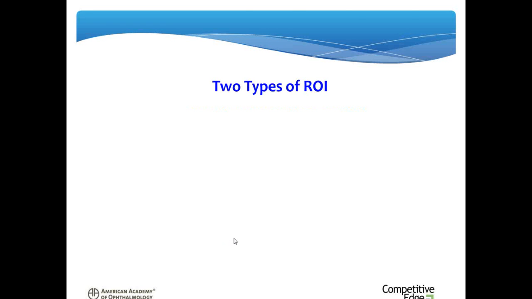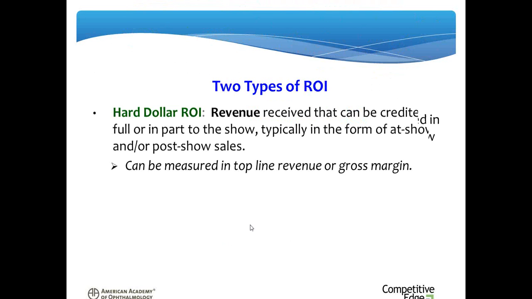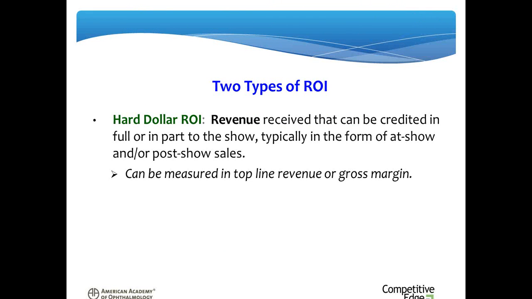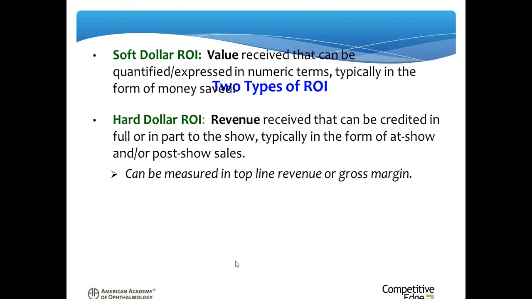All right, let's talk 2 types of ROI. Hard dollar, cash, checks, revenue that can be credited in full or in part. And this could be measured either in top-line revenue and or gross margin revenue. The question is, what does your CFO or your CMO, what do they want to see? How do they want to see ROI measurement? Top line, gross margin, okay?